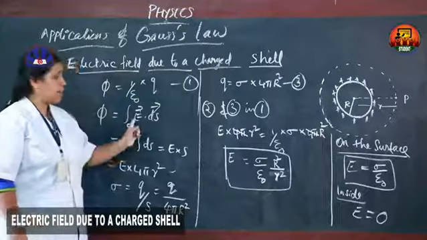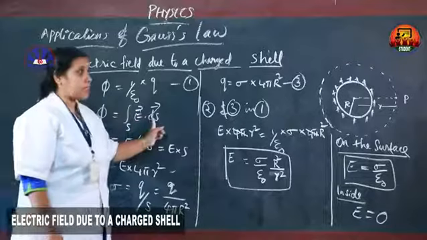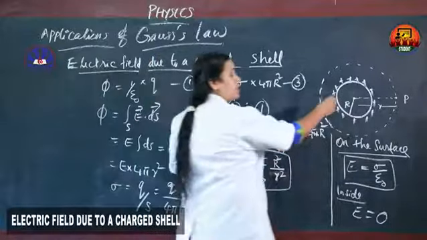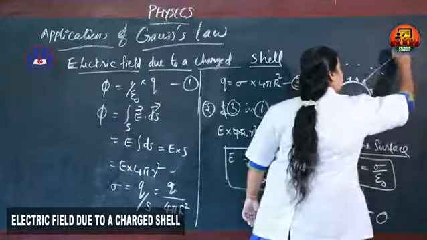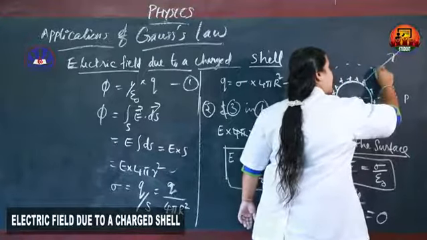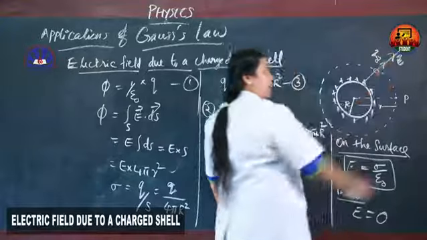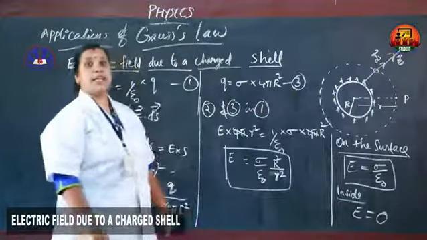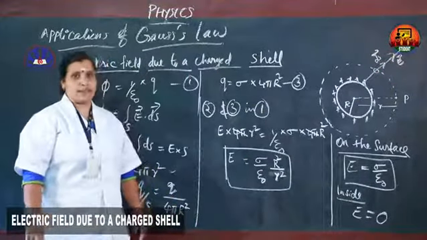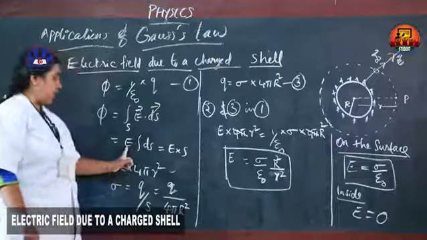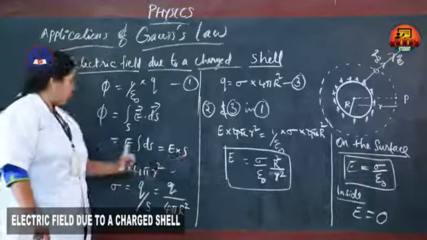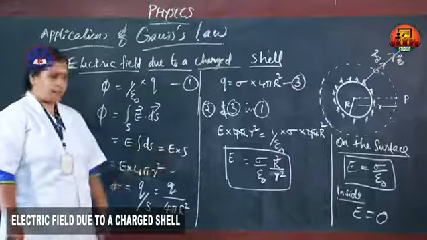Phi equals surface integral E dot ds. Now tell me, what is the angle between electric field and area vector here? Because these charges are positive, the direction of electric field is outward and the area is also along the same direction. That means electric field and area are along the same direction. E dot ds becomes E ds. Now on integrating, ds becomes S. So you will get the flux as E S.